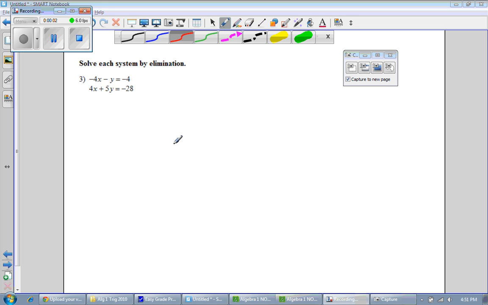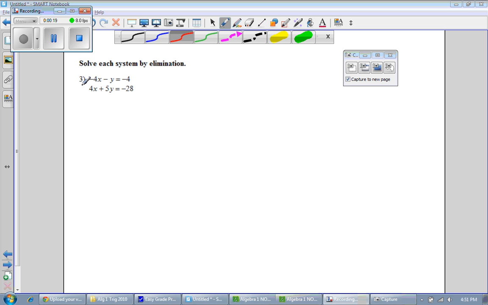Systems Day 2. Solve each system by elimination. We have this deal where if the two equations are just lined up so nicely here, with our x terms right on top of each other, our y terms right on top of each other, and our number terms right above, we can use elimination.